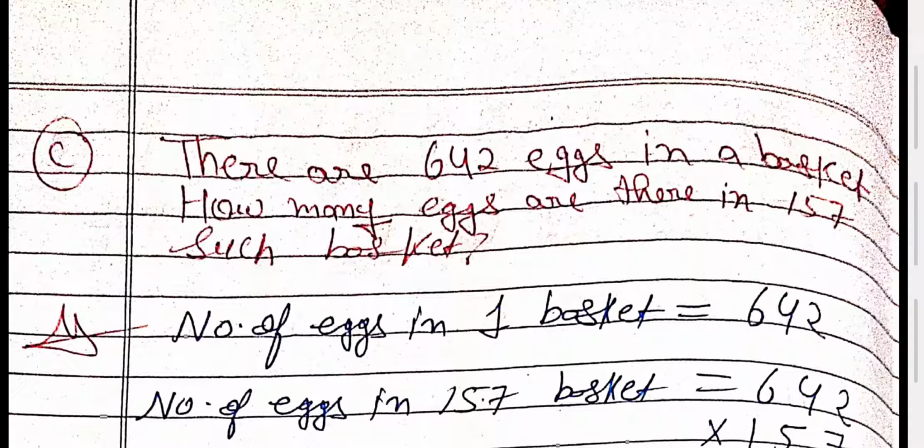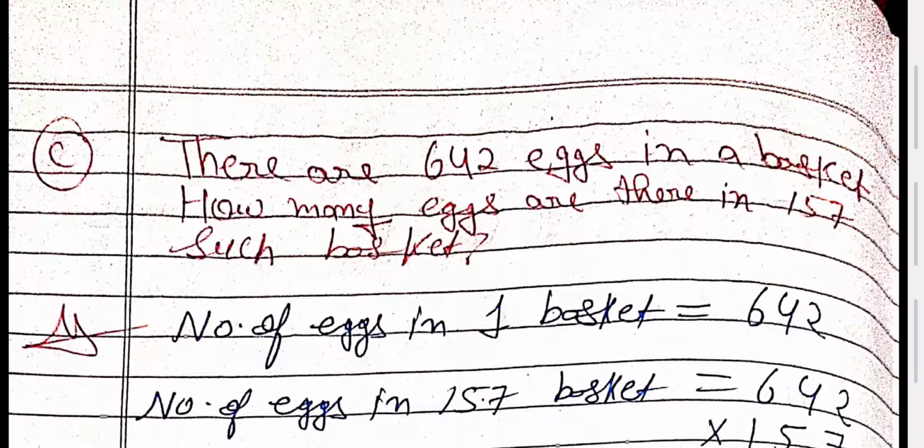Now come to C part. The question is that there are 642 eggs in a basket. Suppose there is one basket, and how many eggs are there? 642. How many eggs are there in 157 such baskets? Now just imagine the question. Suppose you have one basket and you have 642 eggs. Now suppose you have 157 baskets. Will the number of eggs be more than 642 or less than 642? In one basket you have 642 eggs, then in 157 baskets definitely you have more eggs.